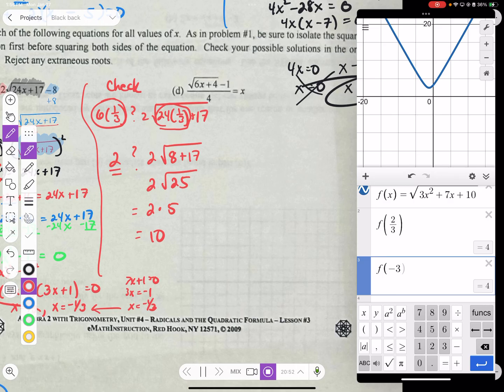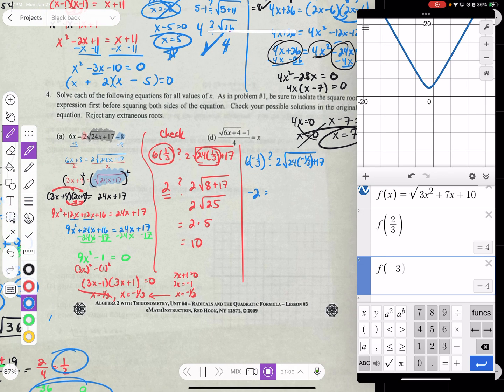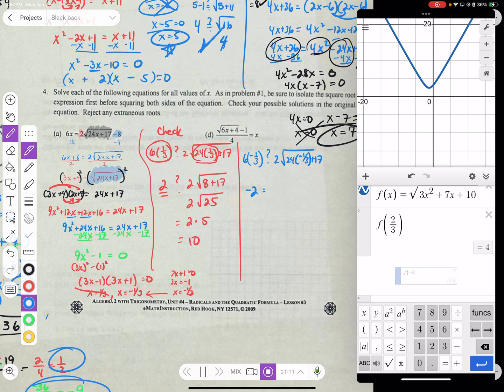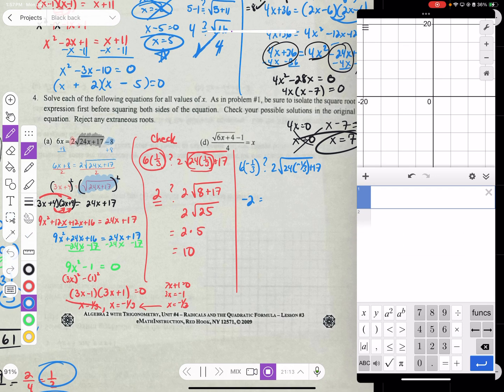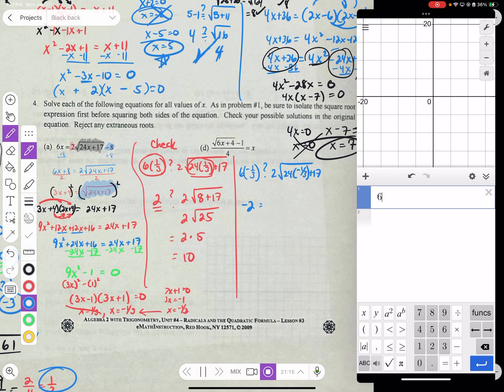Interesting. Let's check the negative 1/3. 6 times negative 1/3. Does it equal 2 square root 24 times negative 1/3 plus 17? Left side this time gives me negative 2, and this is not going to work either. I'm going to graph this and check my work, just check it a little more creatively. I'm going to graph the left side. I'm going to graph the right side.